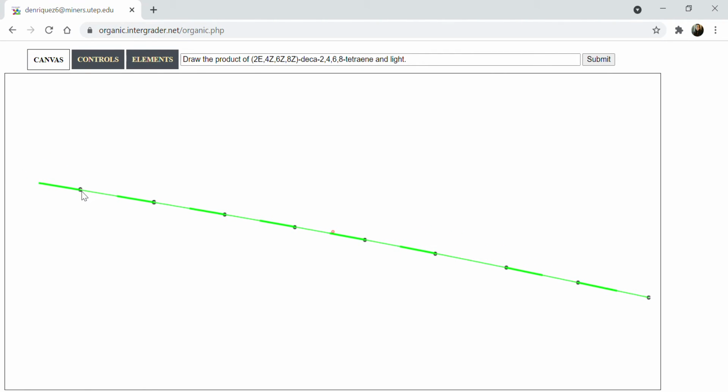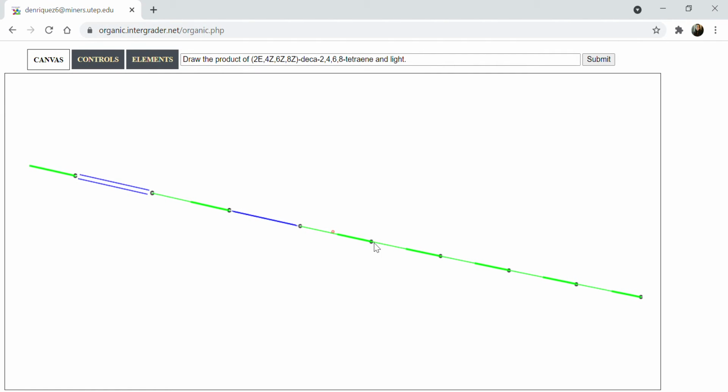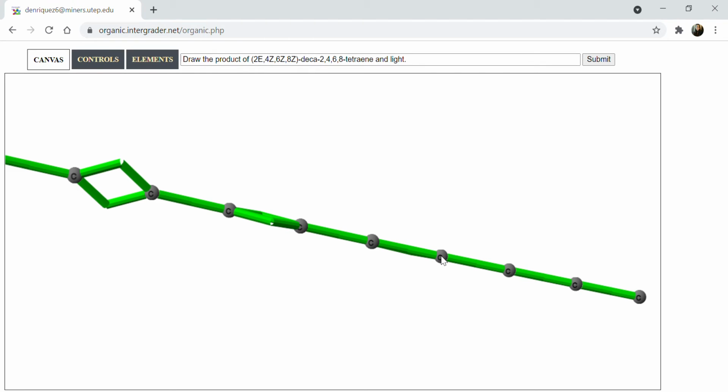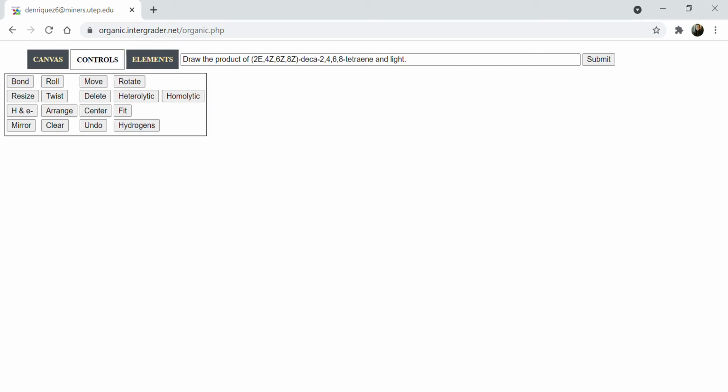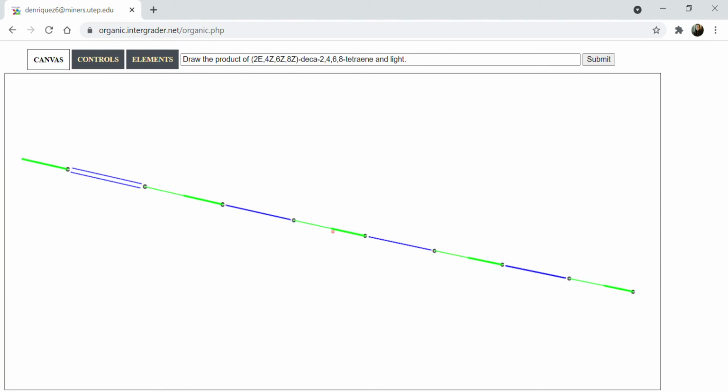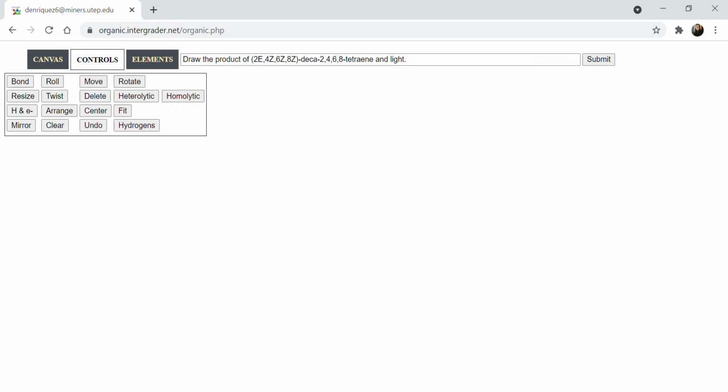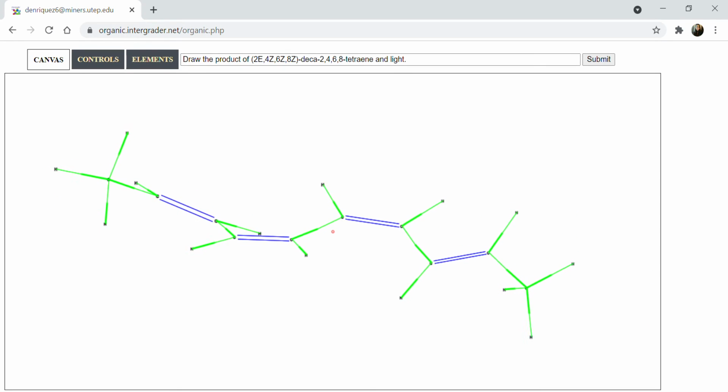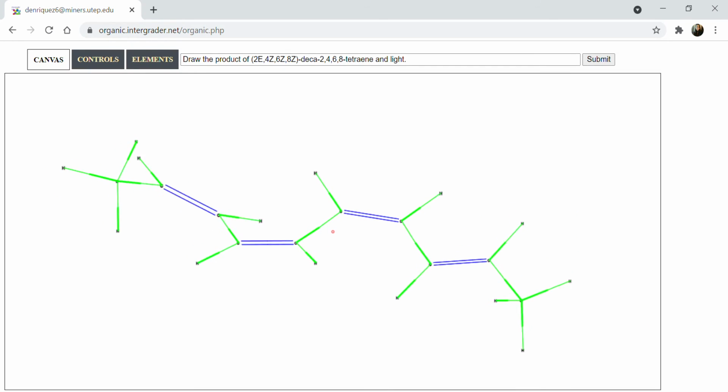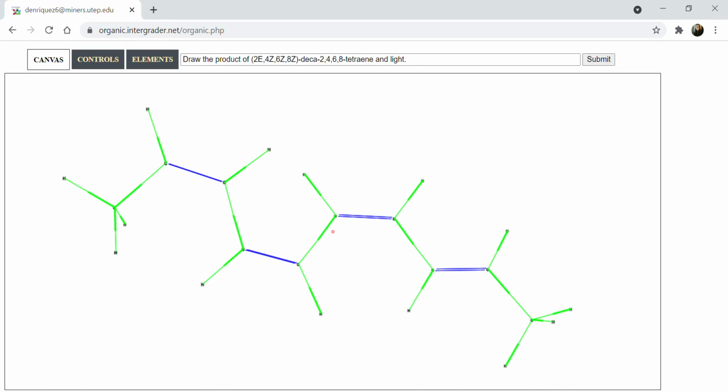So 2 going to 3, 4 going to 5, 6 going to 7, 8 going to 9. Okay, add my hydrogens, hit arrange and fit. And we have this monstrous chain. And then we have to go and move everything.